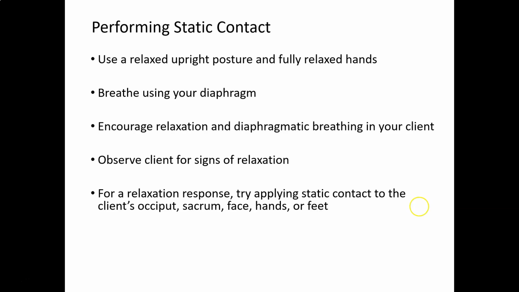Performing it, of course, you use a relaxed upright posture with fully relaxed hands. You breathe using your diaphragm. You're encouraging relaxation and diaphragmatic breathing in your client so that they're stimulating their parasympathetic nervous system to calm down. You do look for signs of relaxation. And for relaxation response, try applying static contact to the client's occiput, sacrum, face, hands, or feet. It really does bring them down quite a bit.